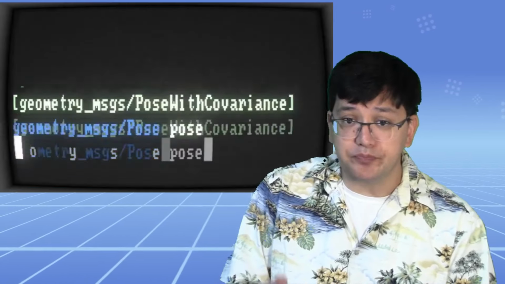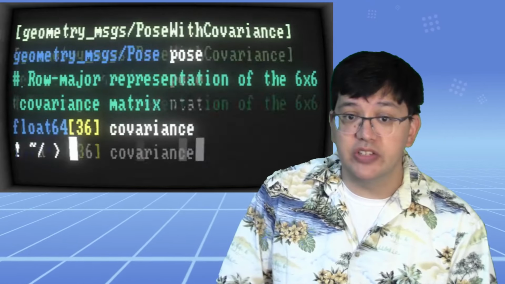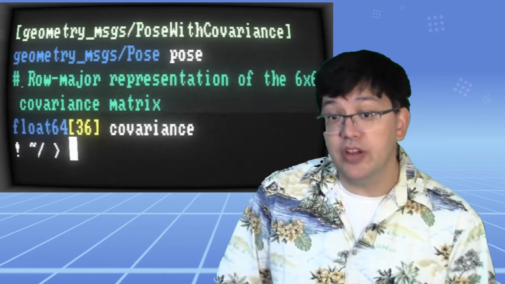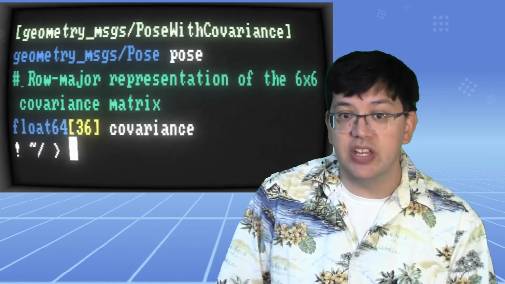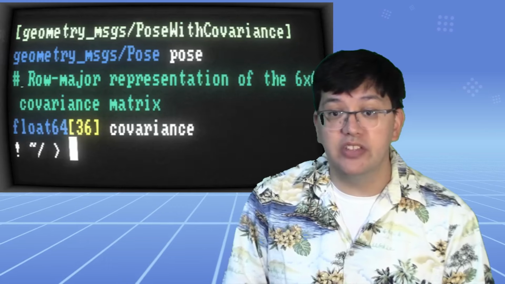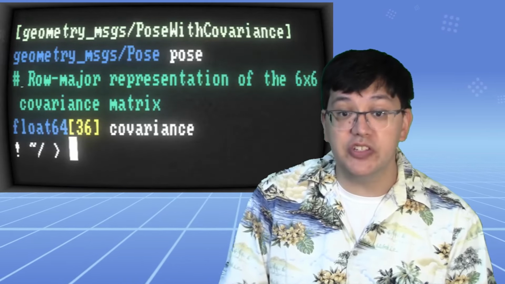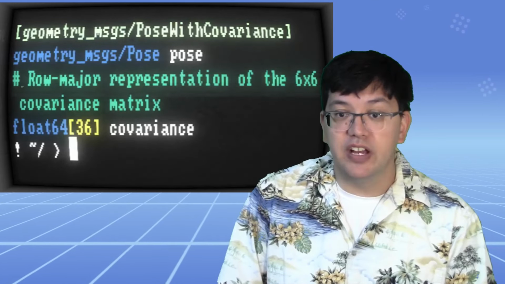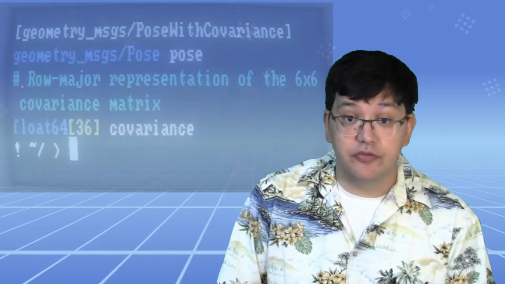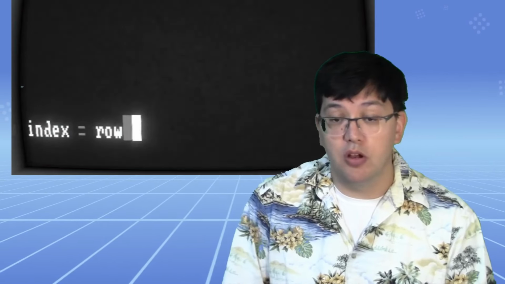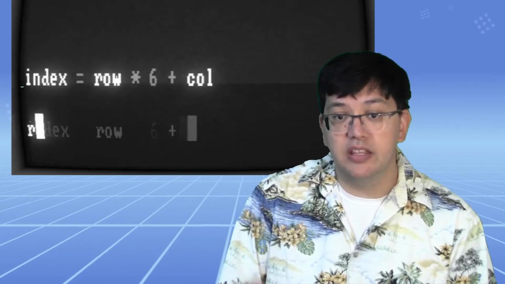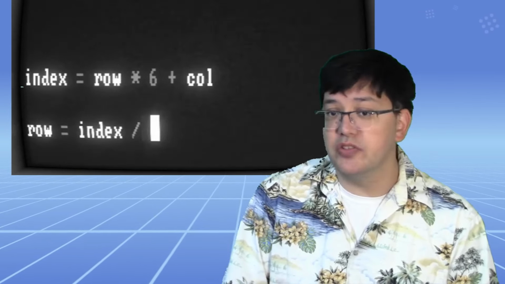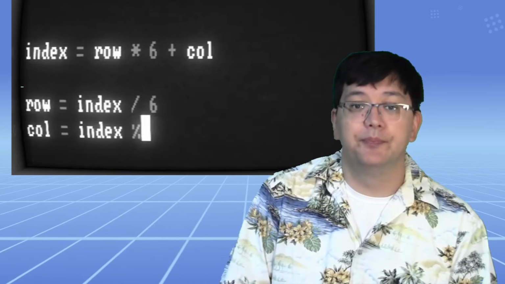For example, pose with covariance. This has a pose and a covariance matrix with exactly 36 elements. And row major here means that the rows are grouped together, i.e. the first 6 elements are the first row. Here, the row length is predefined as 6. To convert from matrix coordinates, a row and column, to an index into the covariance array, simply multiply the row by the row length and add the column number. To convert the other way, division and mod.